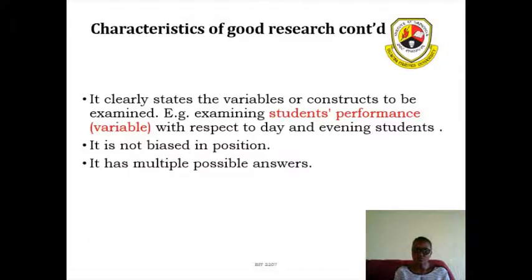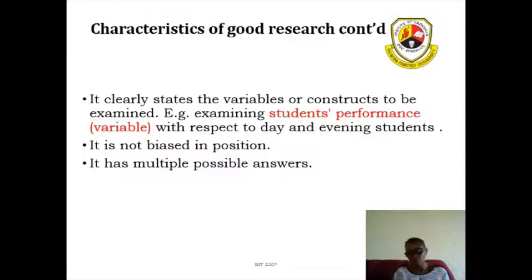A good research also clearly states what is to be studied, what is to be examined. This is also another area which I know you will butt heads with your supervisor when it's not clear what exactly it is you're studying. And these are areas that you must go back to over and over again.